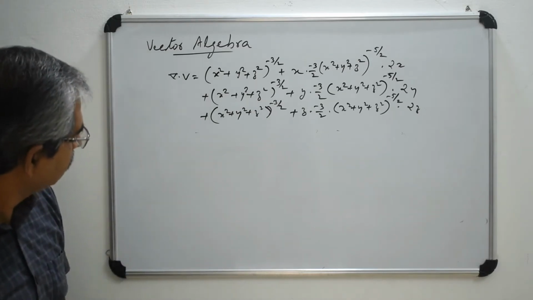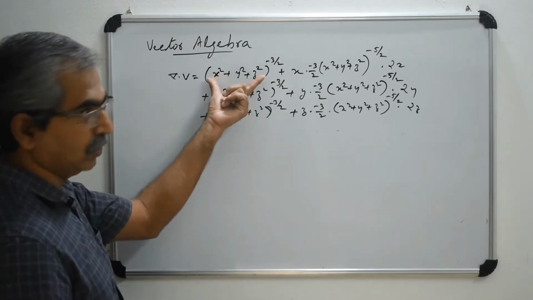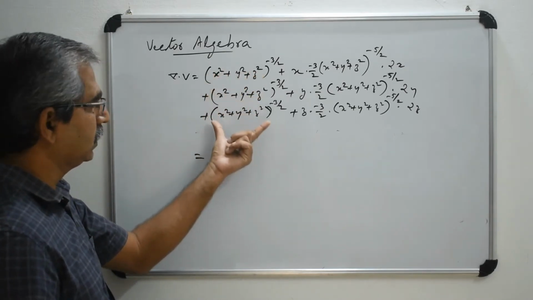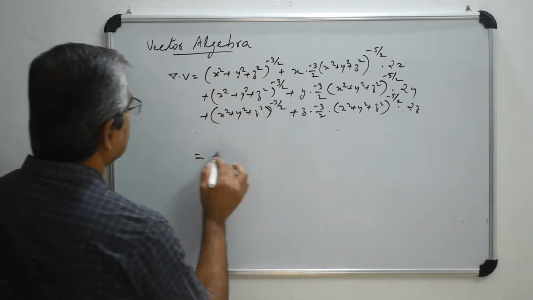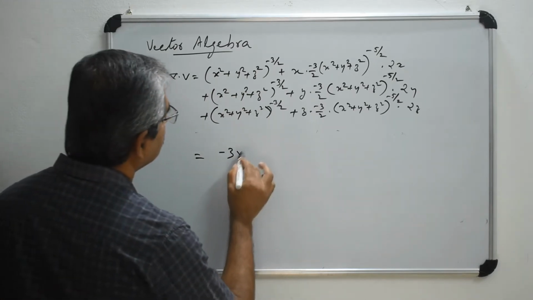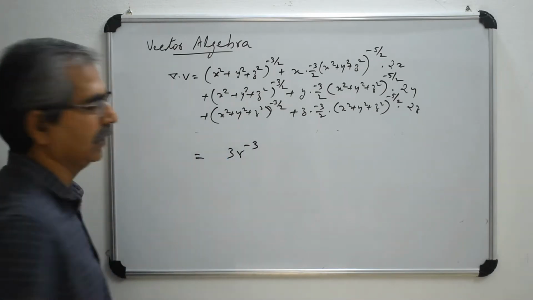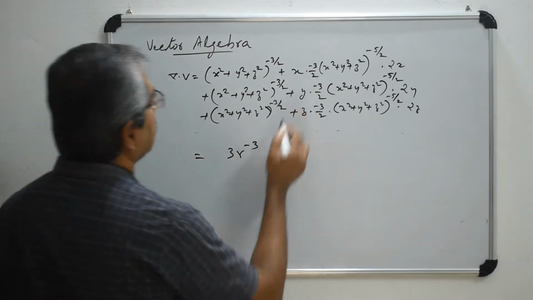And again we can write it in a single line. This is r raised to minus 3, this is r raised to minus 3, this is r raised to minus 3. So that is equal to 3r raised to minus 3, isn't it? 3r raised to minus 3. Now what about the next one?